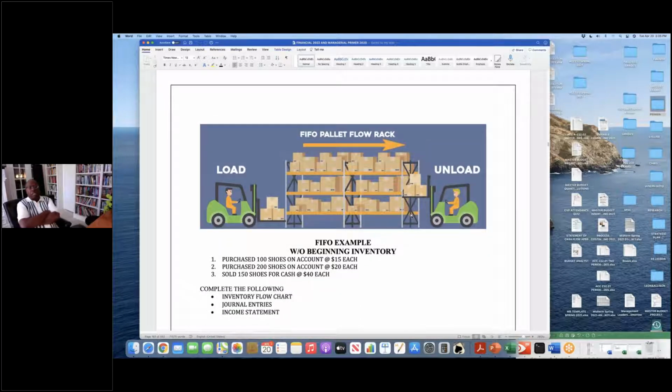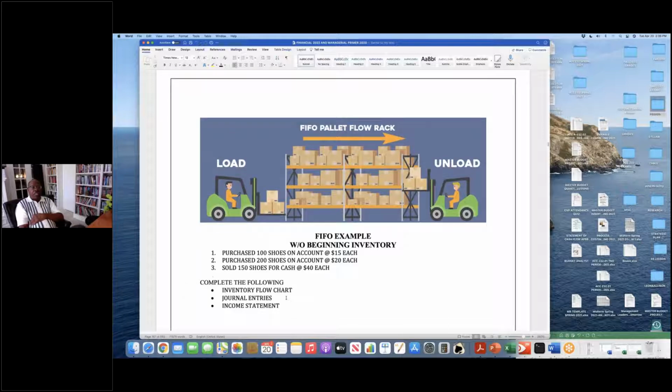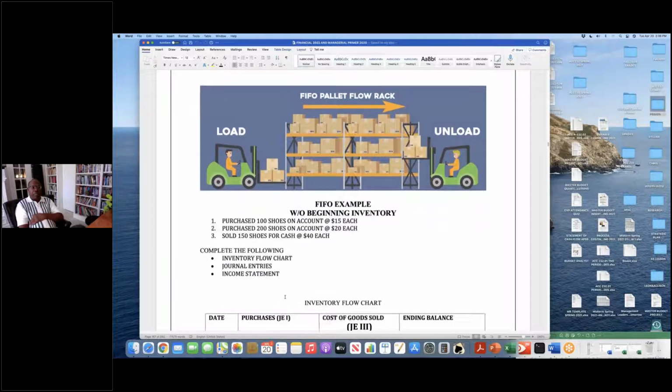So let's look at a simple example. We purchased 100 pairs of shoes on account at $15 each. Then we purchased 200 pairs of shoes on account at $20 each. So you see we have two purchase prices, 15 and 20, and we sold 150 pairs of shoes at 40 each. And so what you'll be required to do on Thursday is complete an inventory chart, make the journal entries, and then do the top part of the income statement.